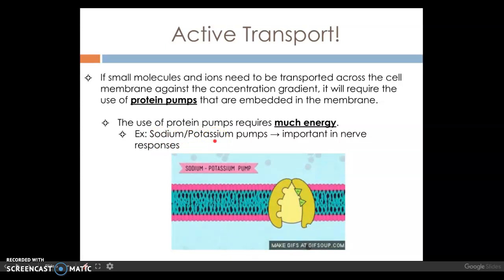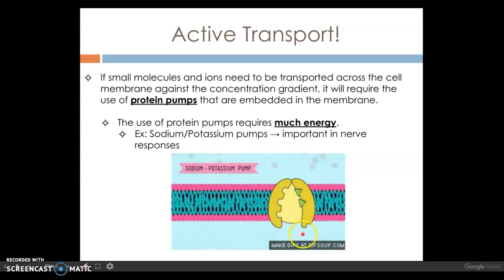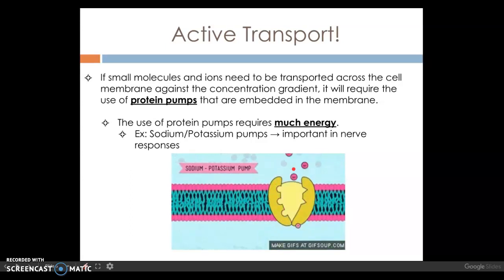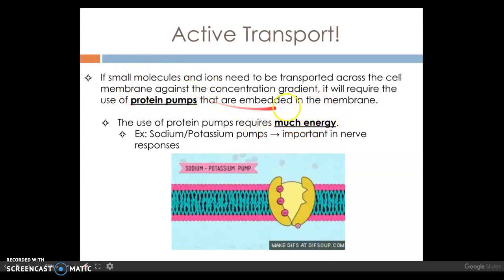So for example, if you set your hand on a hot stove and you immediately remove it, which you should, that is actually dealing with your sodium-potassium pump. You can see in this instance, potassium is coming into the cell and then sodium leaves. Both of these molecules are moving against their concentration gradient, so low concentration to high concentration, so they do need energy using a protein pump.